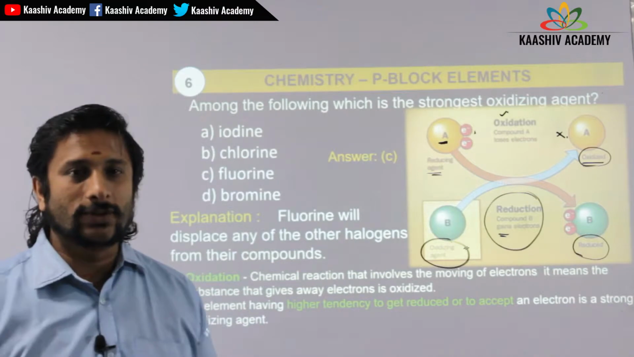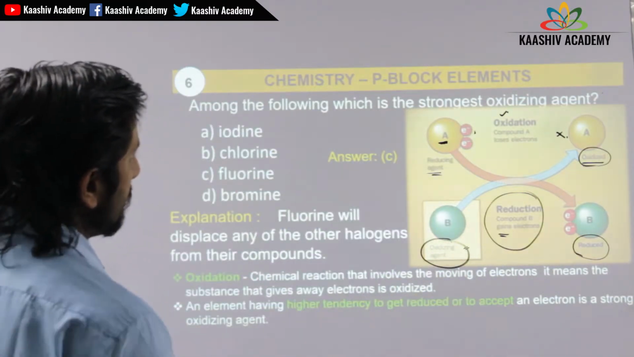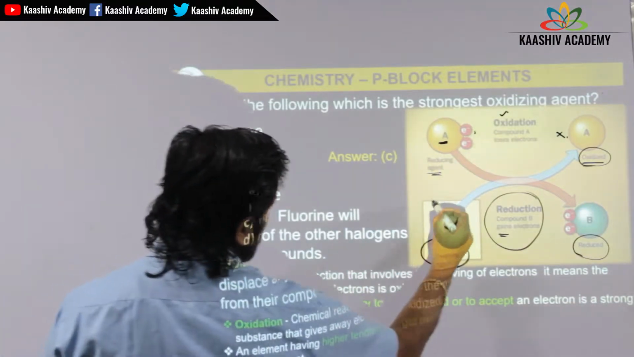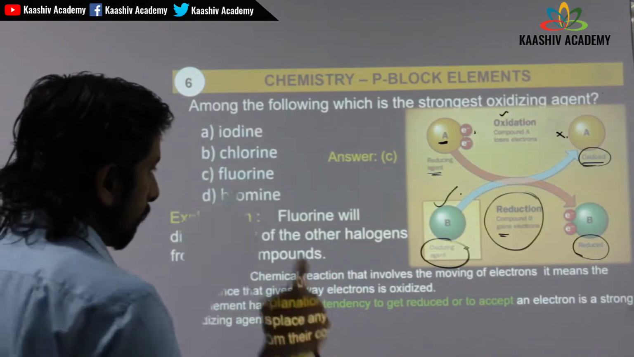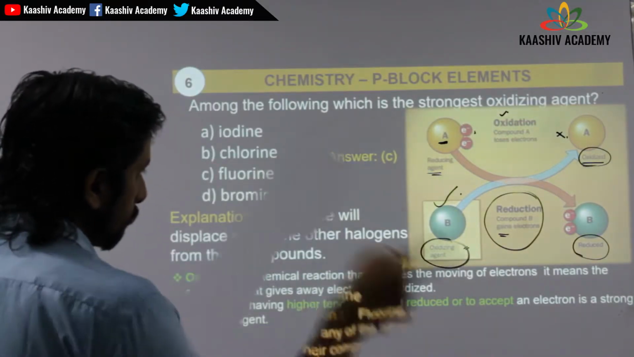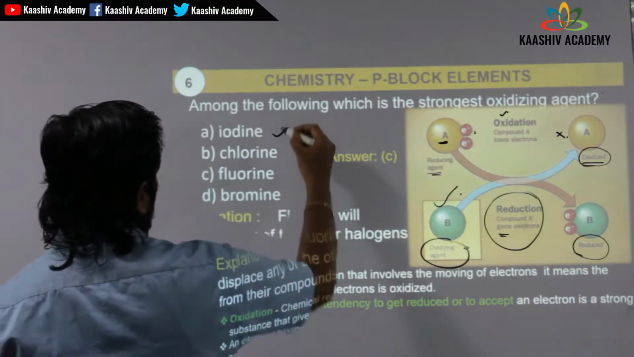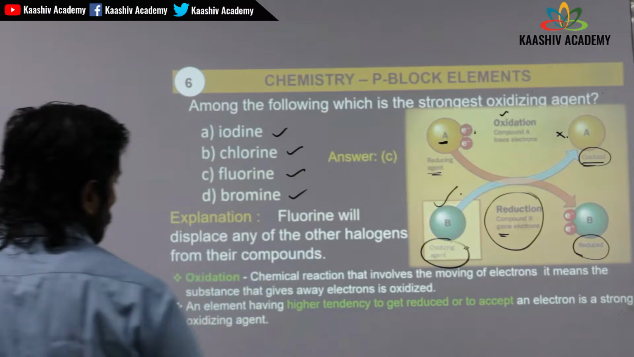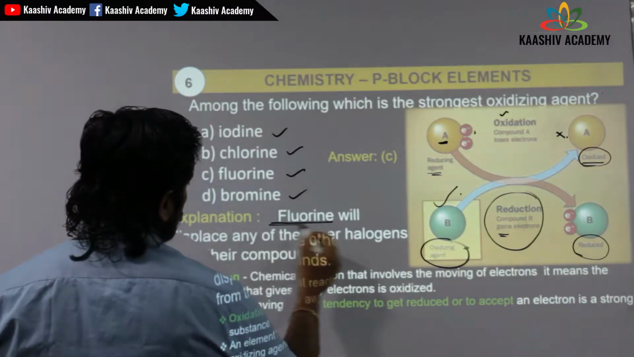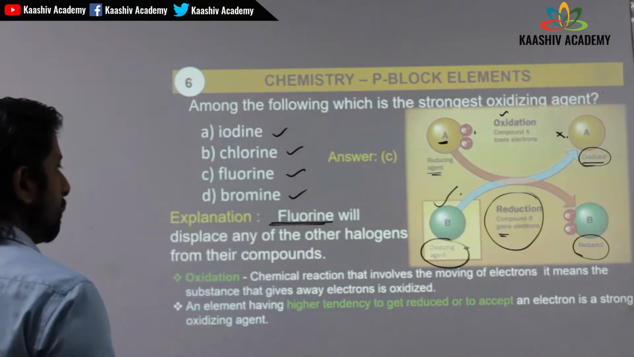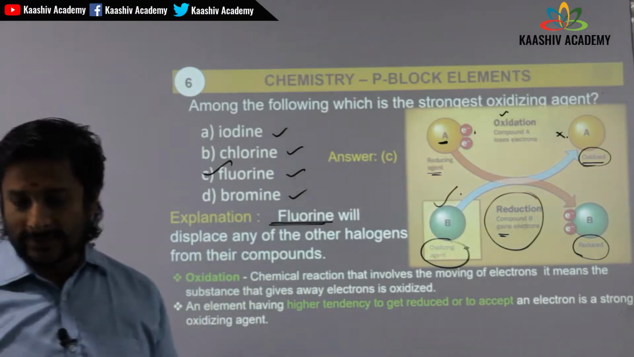Let's move on, back to the question. Among the following, which is a strong oxidizing agent? A strong oxidizing agent gains electrons, so it will go for a reduction process. Over here I got iodine, chlorine, fluorine and bromine. Among these, fluorine will displace any of the other halogen atoms. So the answer is fluorine. So this is the answer.